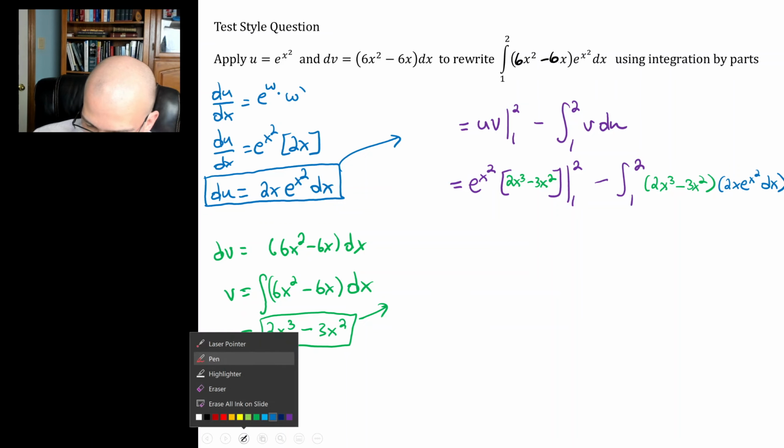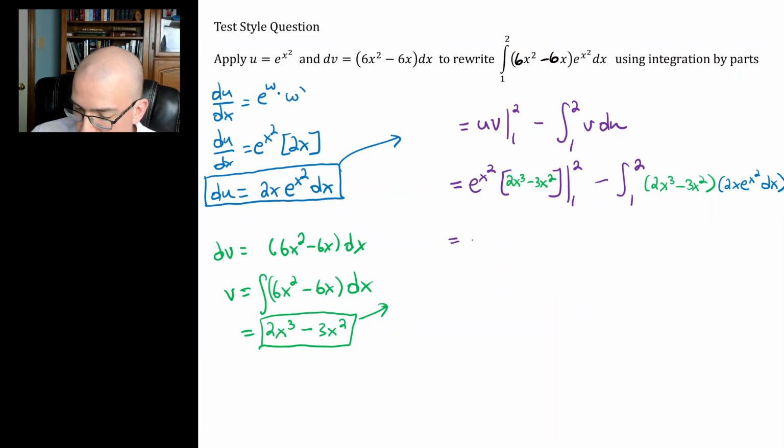Now we can simplify the first part by plugging in the top bound and the bottom bound and evaluating. We get e to the 4 times 16 minus 12. Plug in the bottom bound. E to the 1 times 2 minus 3.